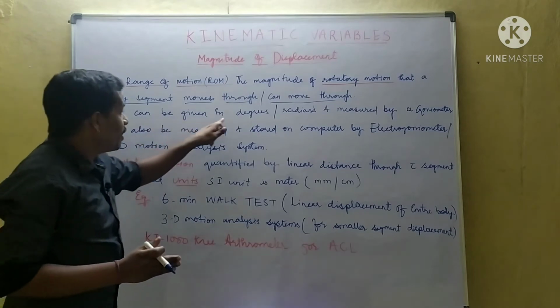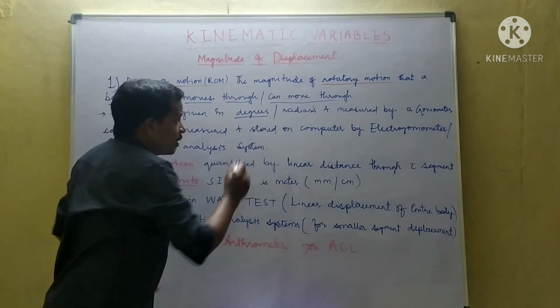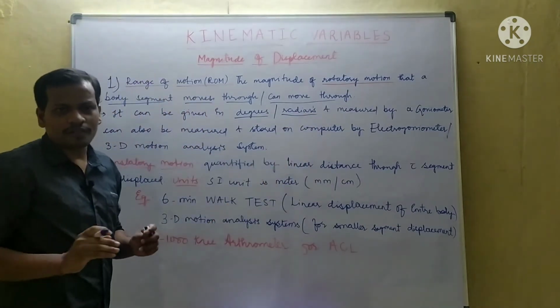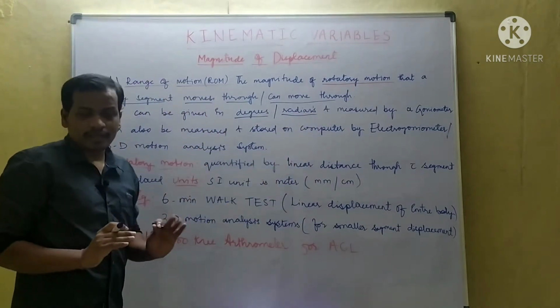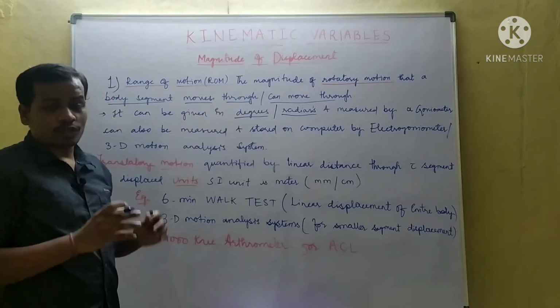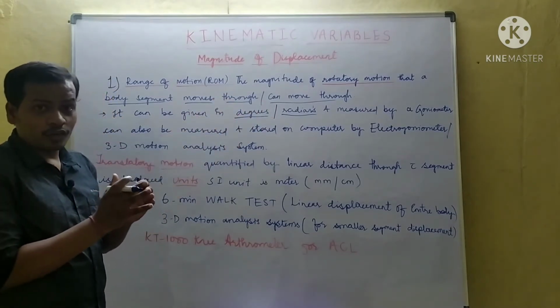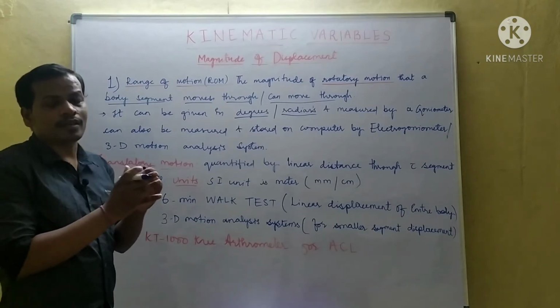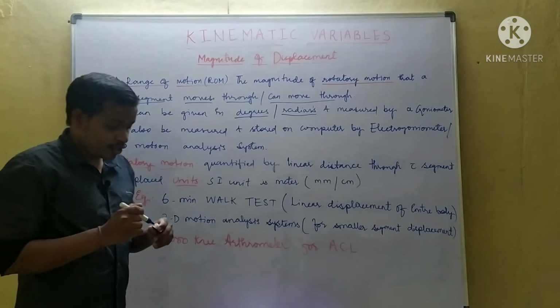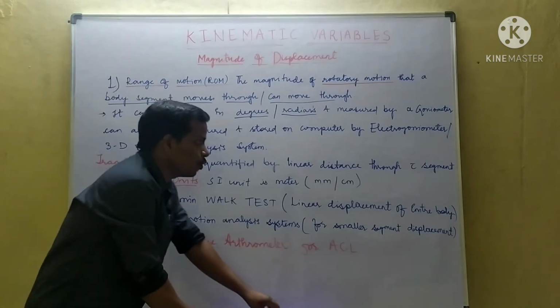It can be represented in degrees or in radians. Generally, what a physiotherapist knows is degrees. These degrees represent the magnitude of the rotatory motion, how much rotatory motion is occurring at that particular body segment. And how is it measured? It is measured clinically by a goniometer.